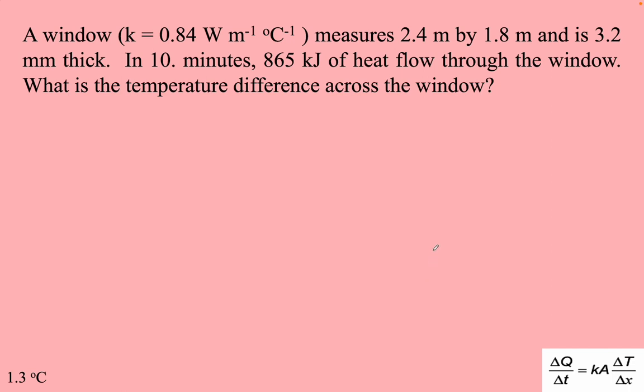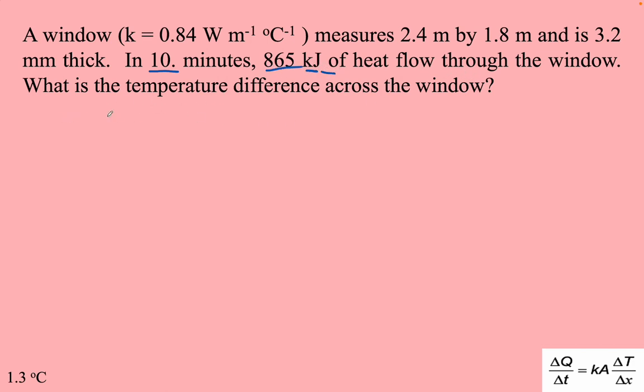A window, that's the thermal conductivity of glass. It measures 2.4 by, this is a big picture window, 3.2 millimeters thick. It's a single pane window. And we noticed somehow, in 10 minutes, 865 kilojoules of heat flow through the window.